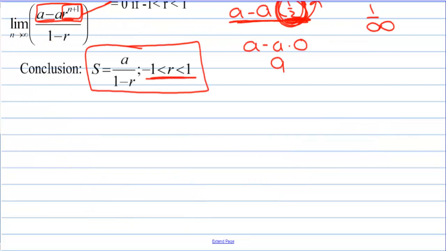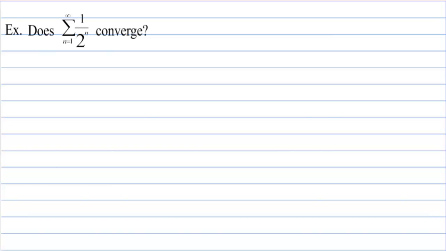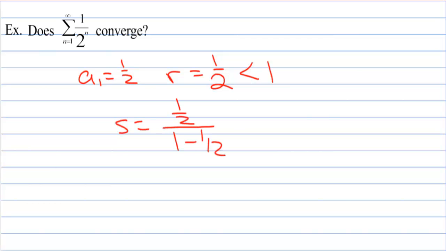Now, saying r in between negative 1 and 1 is the same as saying the absolute value of r is less than 1. Does that series converge? Well, it's a geometric series, so we can approach it a new way. We can say that a sub 1 is equal to 1/2, and the r, what we're multiplying by, is 1/2, and that's less than 1. So the sum is equal to 1/2 over 1 minus 1/2. Now 1 minus 1/2 is a half. So there's another way to show that this series is converging to a value of 1.